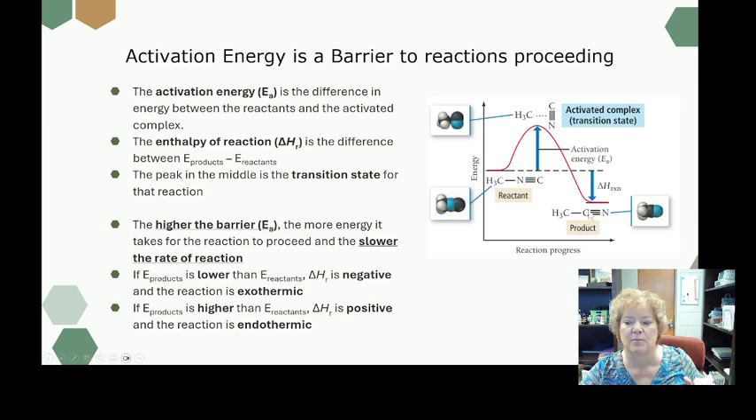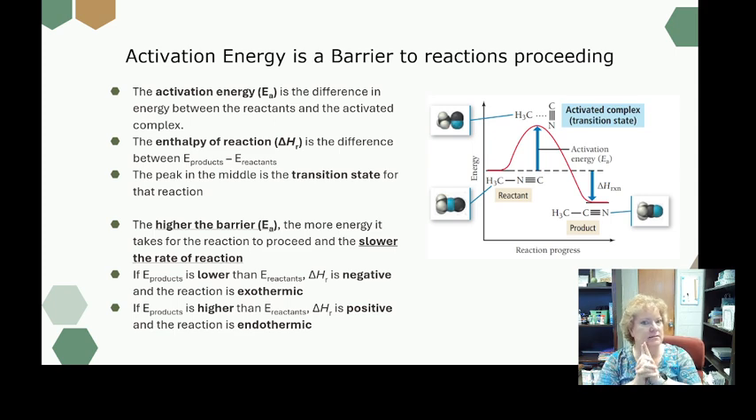If the product was higher in energy than the reactants, we'll see it on the next slide, but it would always have to be lower than the barrier. So it would kind of go up and then go here. Then I would end up with a positive enthalpy change, and that would be an endothermic process.